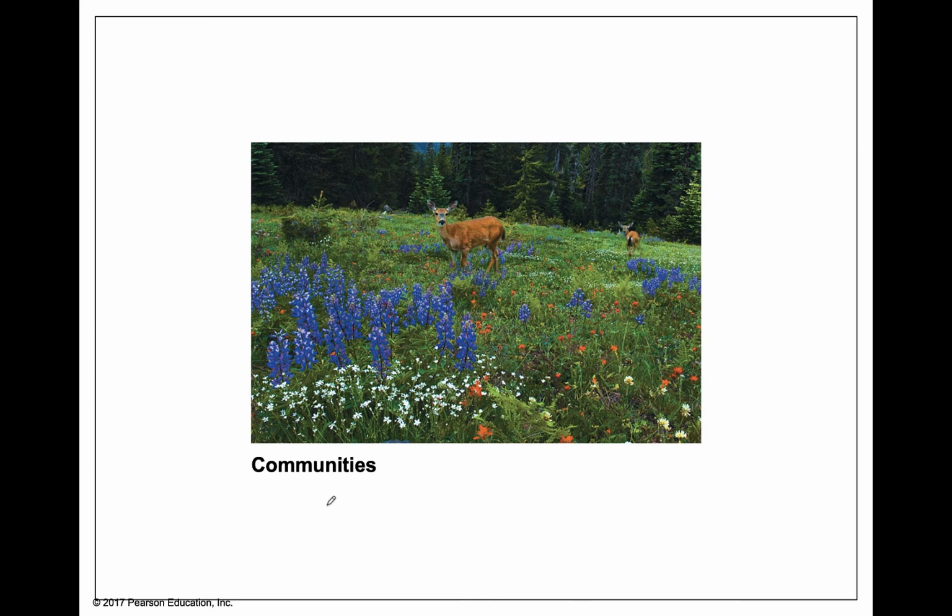One step down from that is communities. So a community is all of the living things in an environment. So in here we've got the flowers, we've got the grasses, you have trees, there are deer here, the microorganisms in the soil, but a community would not include things like water.